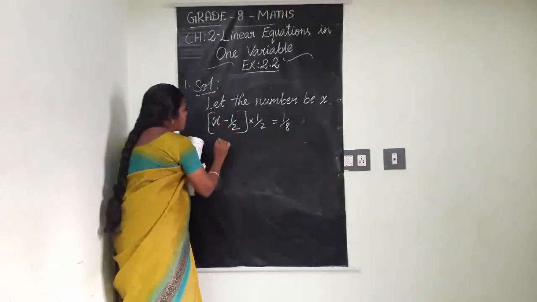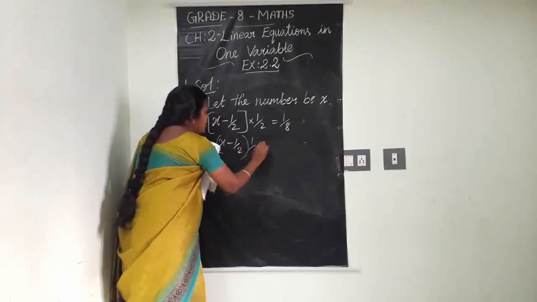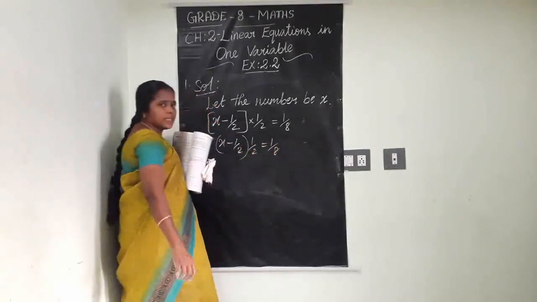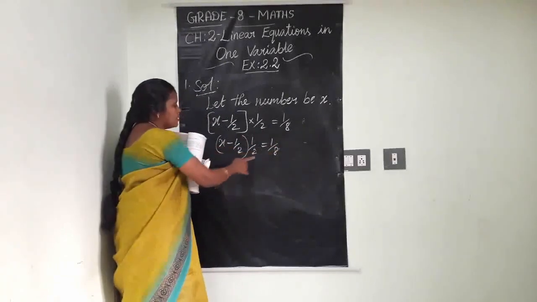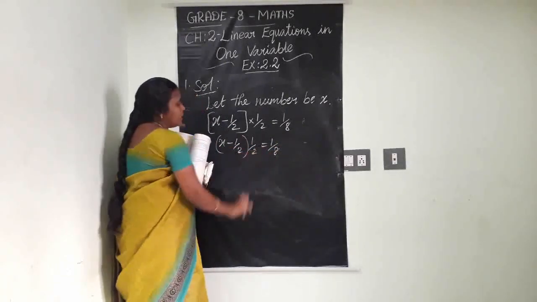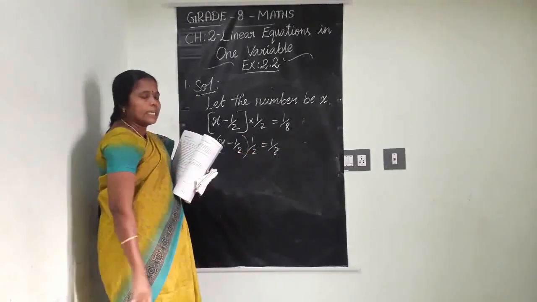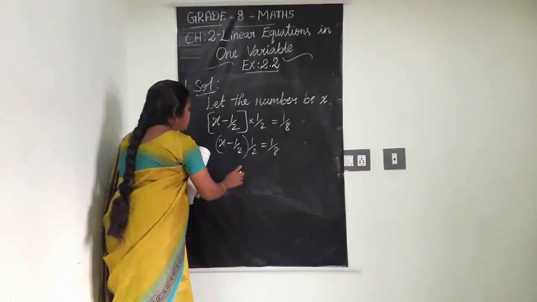We made the equation. See, x minus half into half is equal to 1 by 8. Made the equation. This is the left hand side. This is the right hand side. Both connected by the equal symbol. Nothing but an equation. This we have to solve.